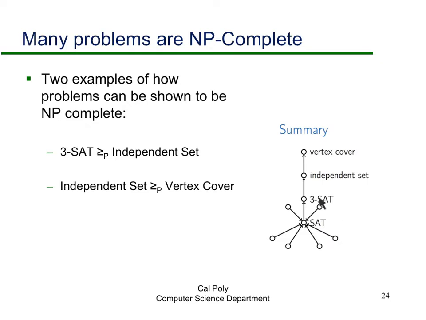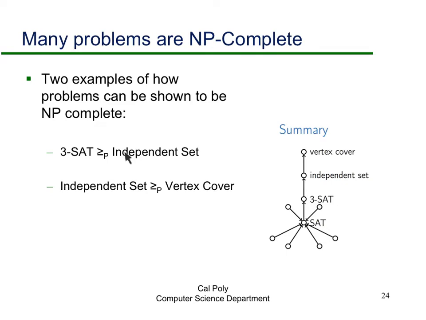What we're going to do now is show that independent set is in NP and that 3SAT can be reduced to it. So independent set is at least as hard as any problem in NP. And then we'll do the vertex cover problem, and we'll reduce independent set to the vertex cover problem, which is also in NP. So it will be NP complete. So that's going to be the strategy.